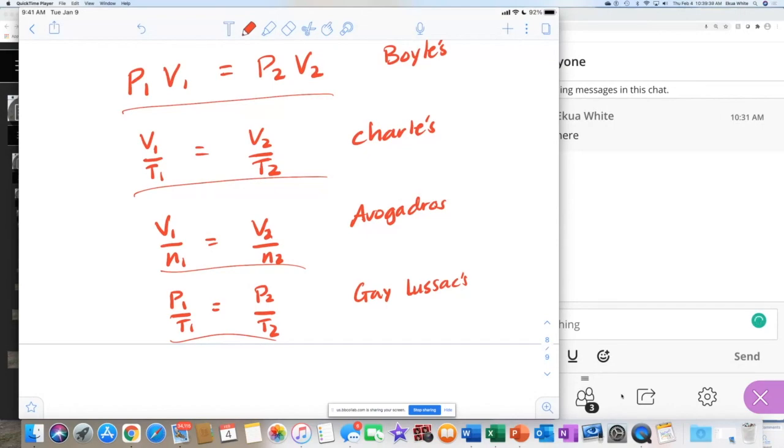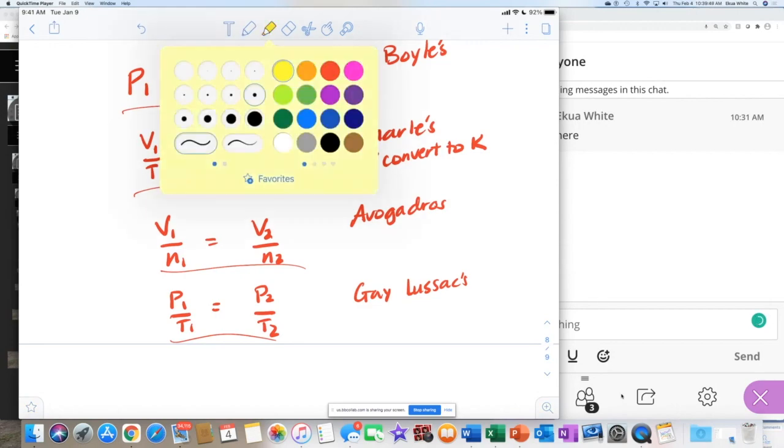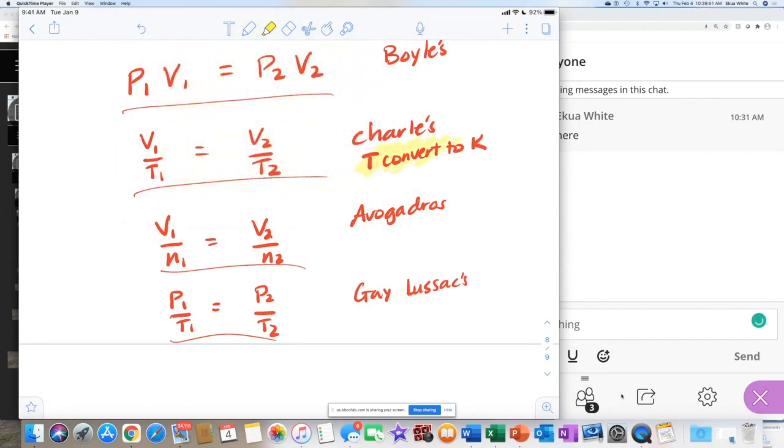Oh, one thing I want to mention here. Temperature has to be, I'll say here, convert to Kelvin. For the questions that have temperature in it, you have to convert to Kelvin. I forgot to mention that. We haven't done a Charles's law question yet anyways. Temperature, convert to Kelvin. In this section here, these laws only work when temperature is in Kelvin. Any questions about this?